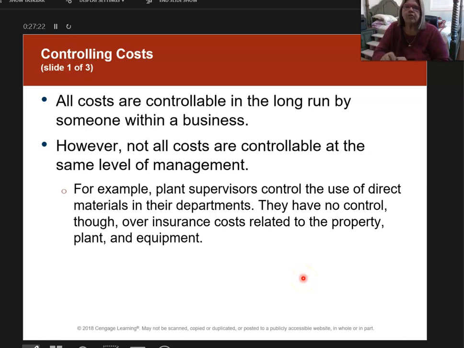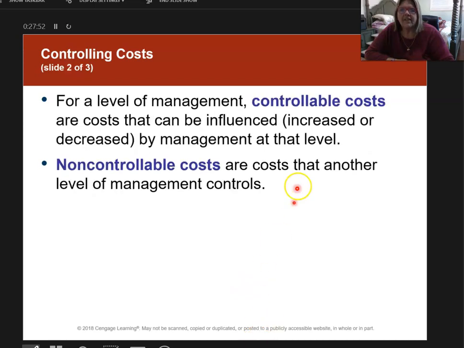Basically, costs are all controllable in the long run. Somebody has the final decision to say, hey, we're buying this or we're not buying that. Not all costs are controlled at the same level of management, though. For example, a plant supervisor has control over the direct materials that might be used in their department, but they have no control over the insurance cost related to the plant and equipment. So they can only control certain things. So we're going to look at costs that are controllable or non-controllable.